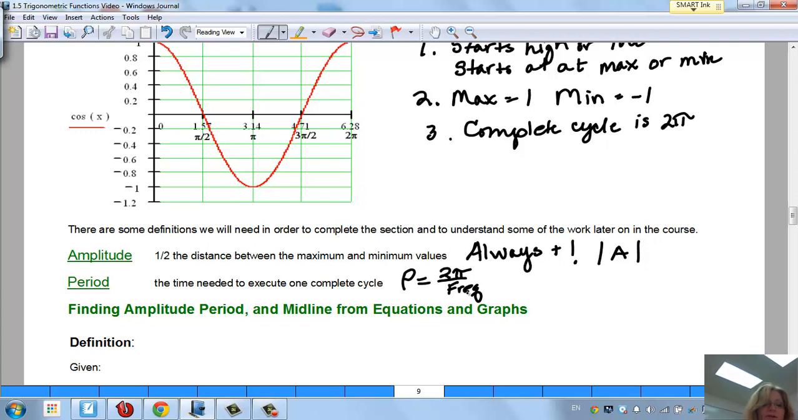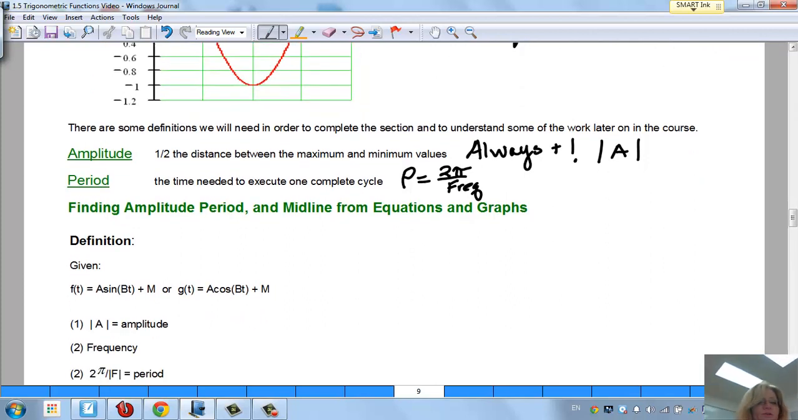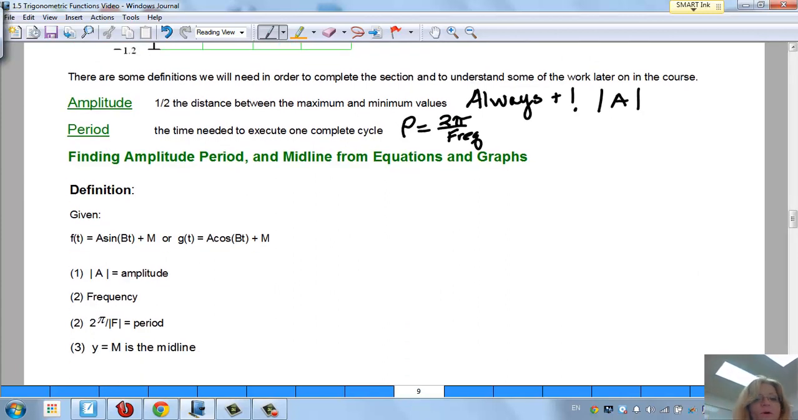Right, that's the formula. Now, finding the amplitude, the period, and midline from equations and graphs. First of all, we're going to go through every single one of these, and I want you to stack it. You are going to do this mostly with sine and cosine graphs. The amplitude is the first thing. You got sine or cosine. Your frequency, they always use a b for frequency. The frequency is in front of your variable. And m is for midline.